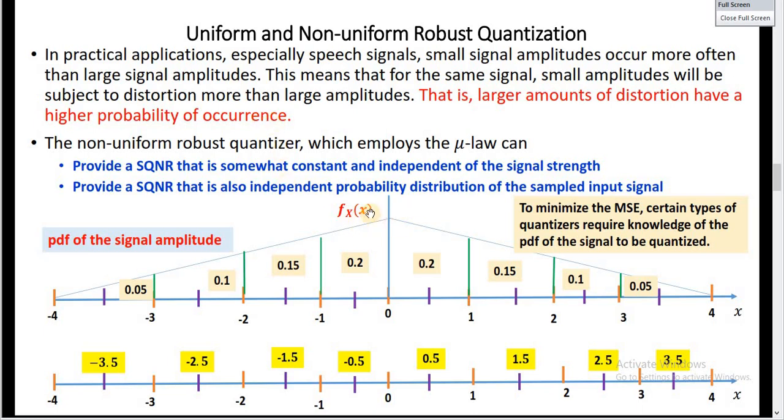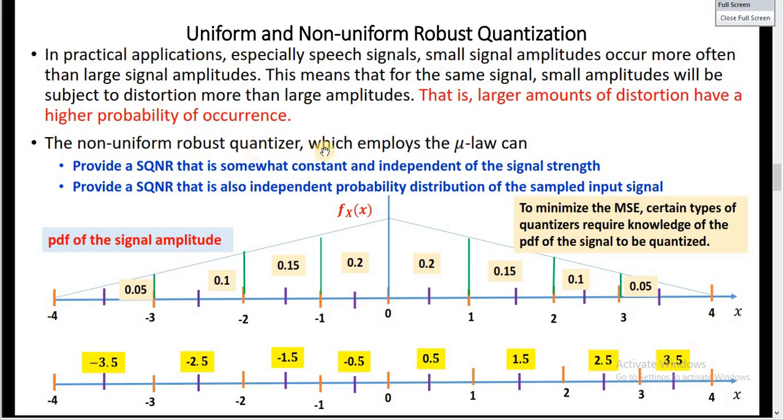f of x is a typical probability density function for the speech signal. As we can see, smaller amplitudes have higher probability of occurrence. However, these high amplitudes will have a smaller amount of distortion. These smaller amplitudes will have a higher level of distortion. This means that the overall effect will be a higher degree of distortion.